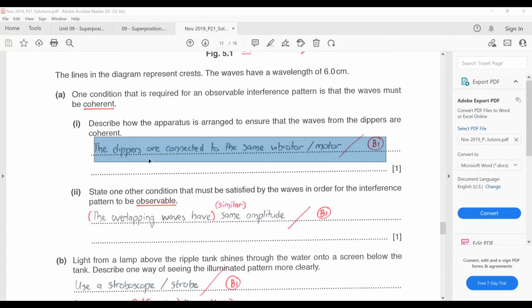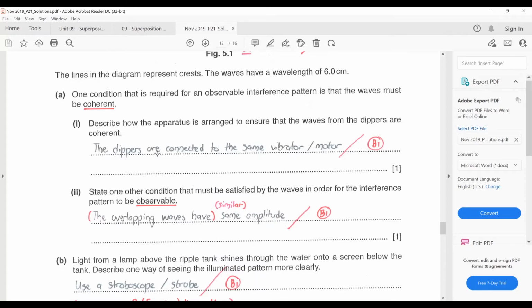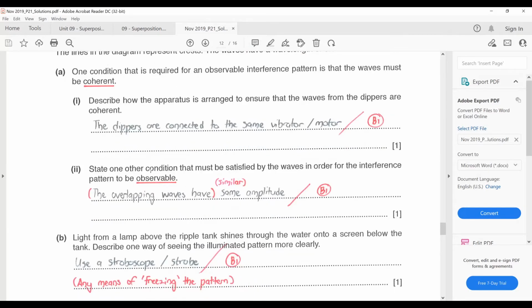Okay. So this is how you ensure coherence. You ensure that they are connected to the same vibrator or motor. Okay, then the other one here is this.